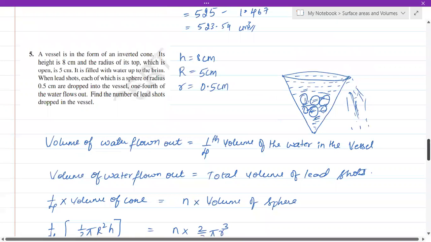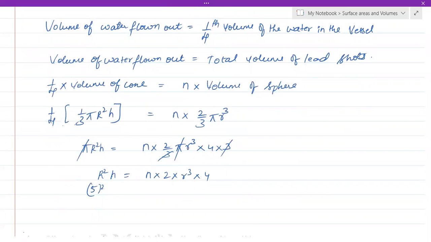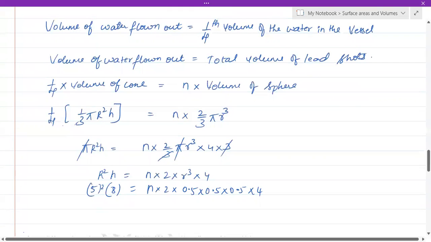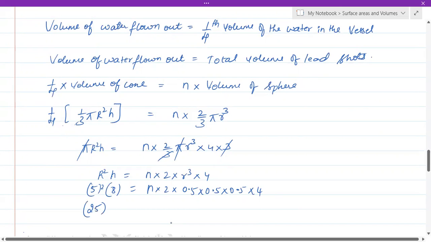5 square h, the height of the cone. The height of the cone is how much? 8 centimeter. So let's take 5 square into height 8, equal to n into 2 into r cube, which is 0.5 cube. So 0.5 into 0.5 into 0.5, into 4. So the next step, 5 square is 25 into 8 is equal to n.